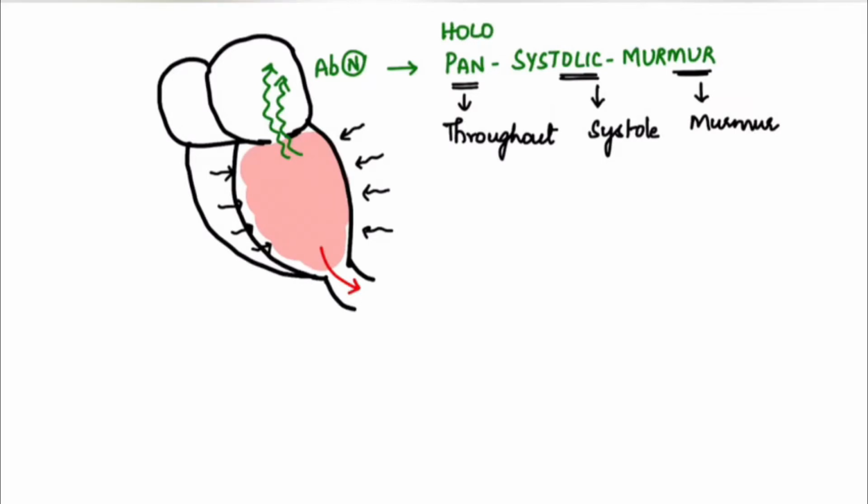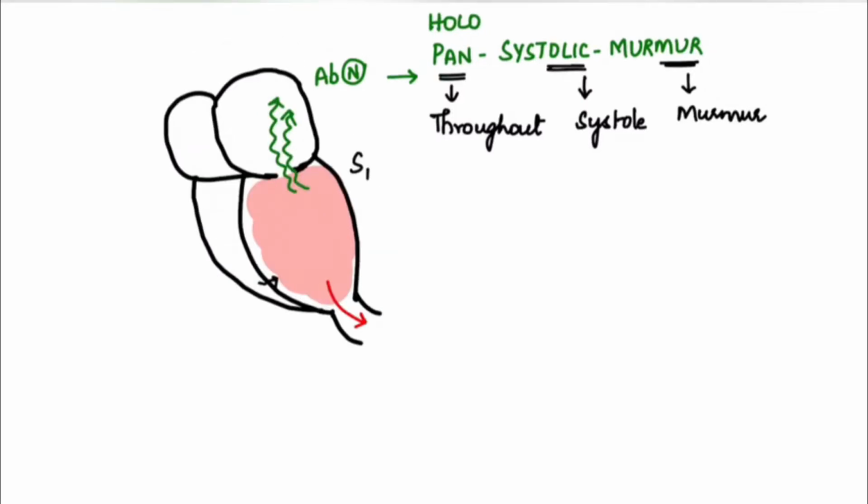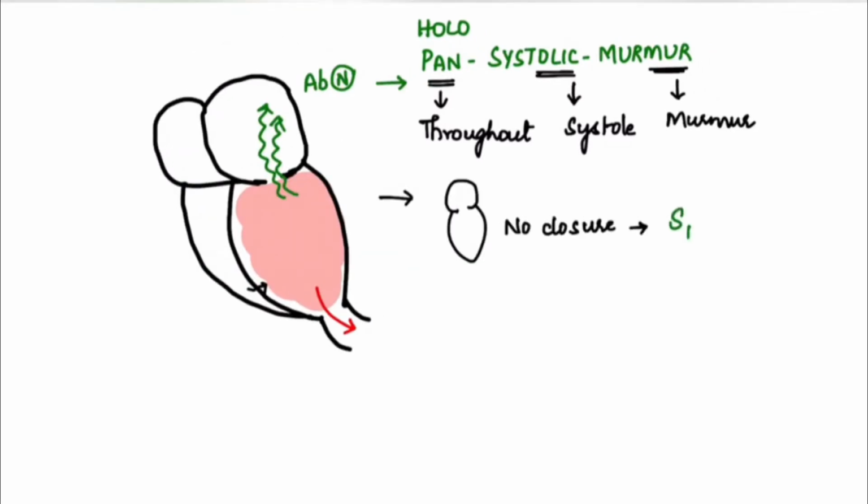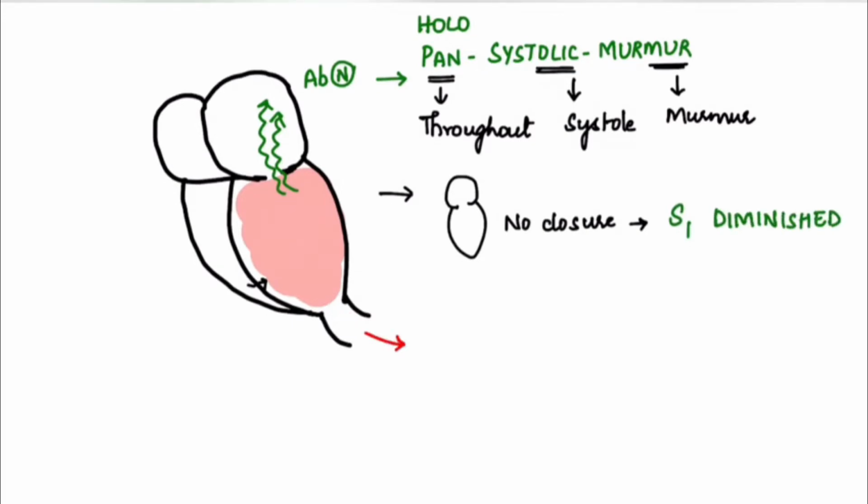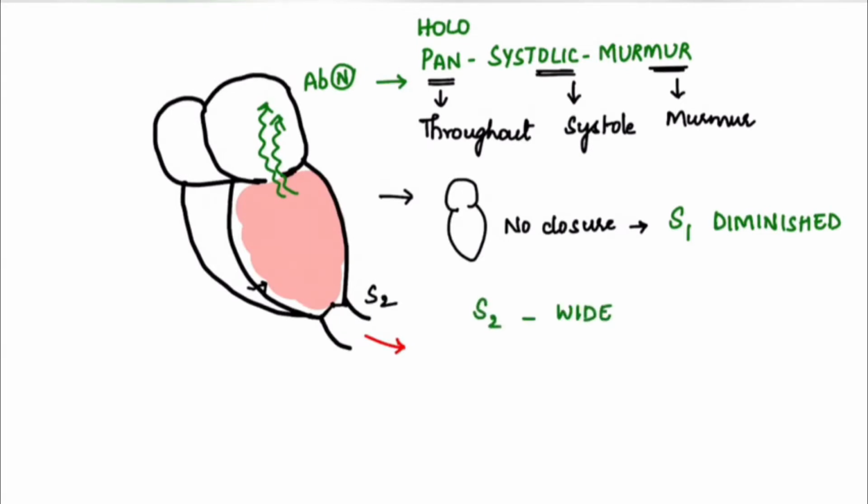Now S1 is because of closure of mitral valves. But here, because of incompetent valves, the mitral valves do not close properly, so the S1 is diminished. Now closure of semilunar valves produces S2. In mitral regurgitation, the second heart sound is described to have a wide split.